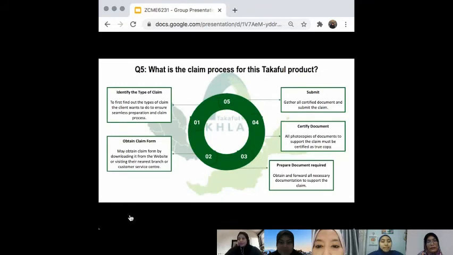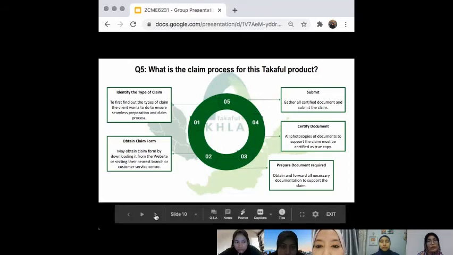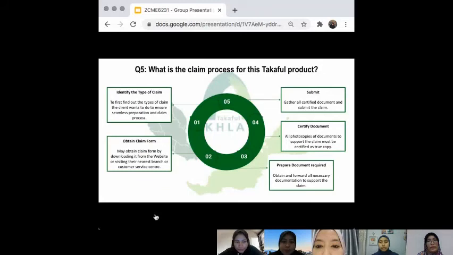Okay, now let's move on to question number 5. What is the claim process for this Takaful product? Okay, there are 5 steps in order to make a claim under this product. First step is identify the type of claim. It is important to first find out the type of claim the client wants to make to ensure a seamless preparation and claim process, as the requirements for each type of claim vary.